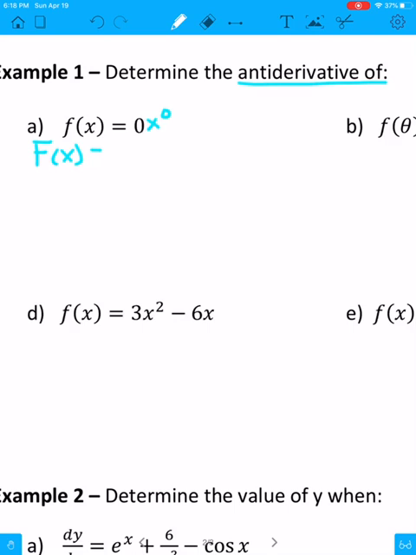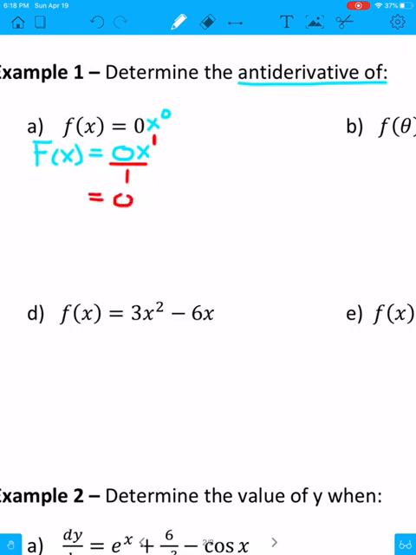Okay, so we have the number 0 in front. Now what we're going to do is we're going to take x, we're going to raise it by 1. So it's at a 0, it's going to be to 1, and then we're going to divide by that 1. Okay? So now we literally have 0 times x, which is still 0.